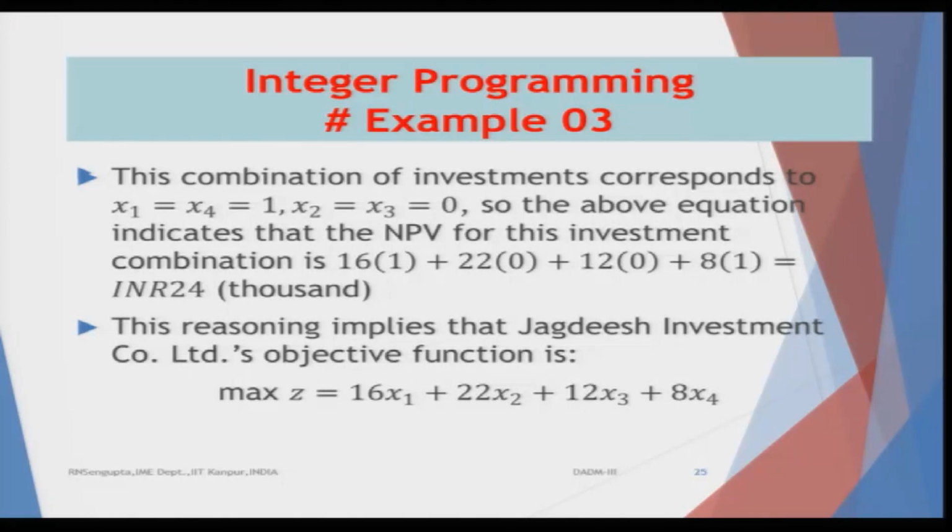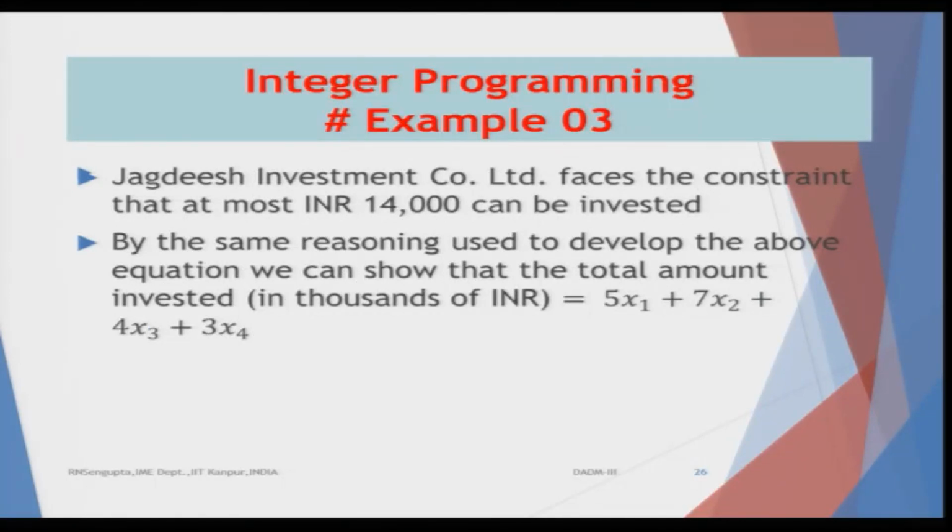So, the above equation would yield the combination which I just repeated: 16 into 1 because x1 is 1, plus 22 into 0 because x2 is 0, plus 12 into 0 because x3 is 0, plus 8 into 1 because x4 is 1. So, the total value is 24,000. This reasoning implies that Jagdish's investment objective function is, as I have stated, 16 x1 plus 22 x2 plus 12 x3 plus 8 x4. Now, the constraints, which are very simple constraints.